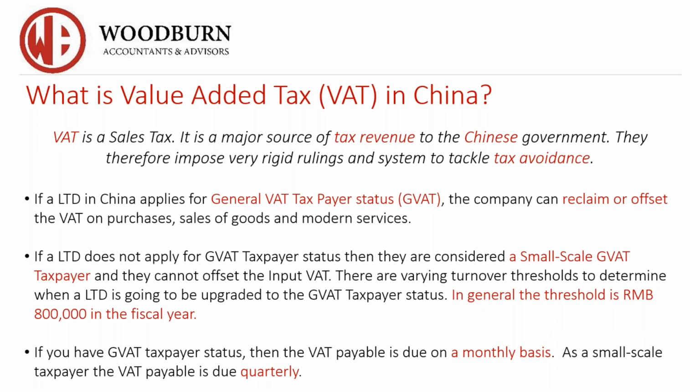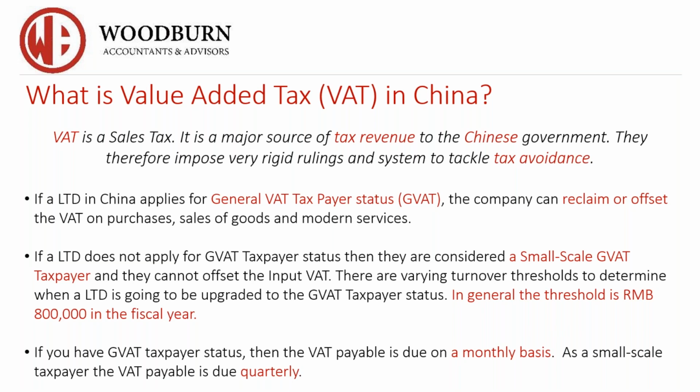Now, when you have that first meeting with your tax officer, you should be asking the question, if I remain as a small scale VAT taxpayer, what will be the threshold where I then become automatically a general VAT taxpayer? If you want to be a general VAT taxpayer, you have to go through an application process. The beauty right now is that generally it takes less than a week to get an approval.